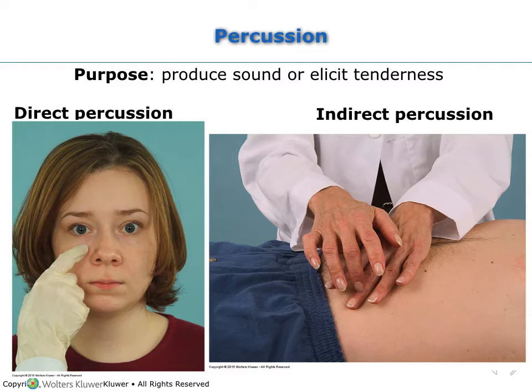The picture on the right is known as indirect percussion, where the examiner places their non-dominant hand on the patient's body part that's going to be percussed, and then takes their dominant hand, usually the middle finger, and percusses on top of their finger, which is on top of the patient. The sound is transmitted through their finger, and that's considered indirect percussion. As you can see, it's a common method of percussing the abdomen and chest area.